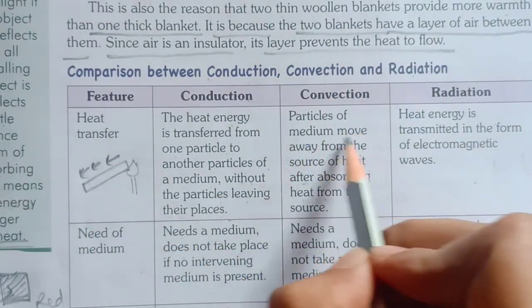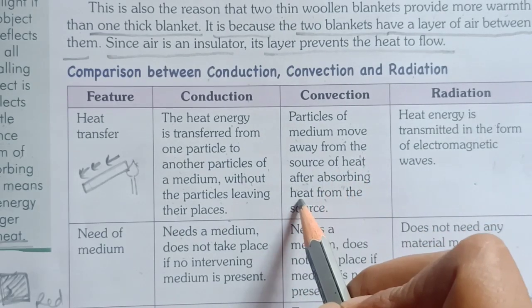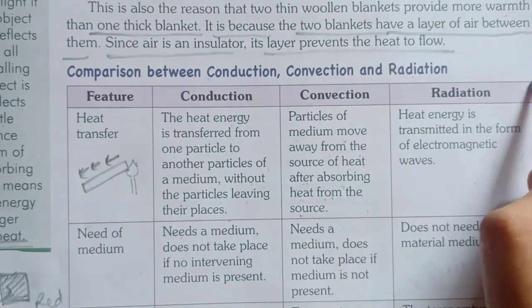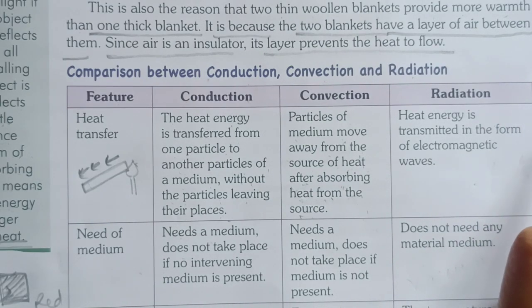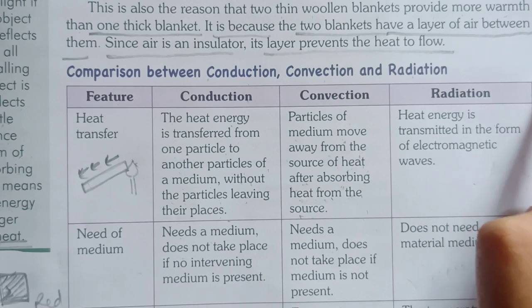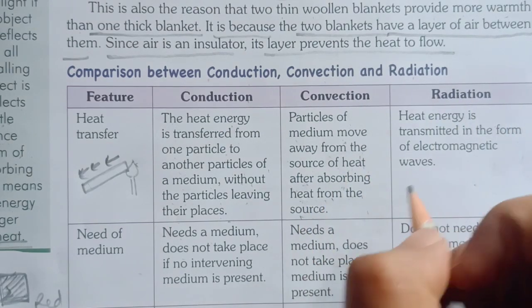Convection. Particles of the medium move away from the source of heat after absorbing heat from the source. Practical example: water boiling in a beaker or a container. The water particles from the bottom of the beaker get heated up, and after they get the heat, these particles go up and the cold particles come down. So this is the convection process that we have discussed in the chapter.